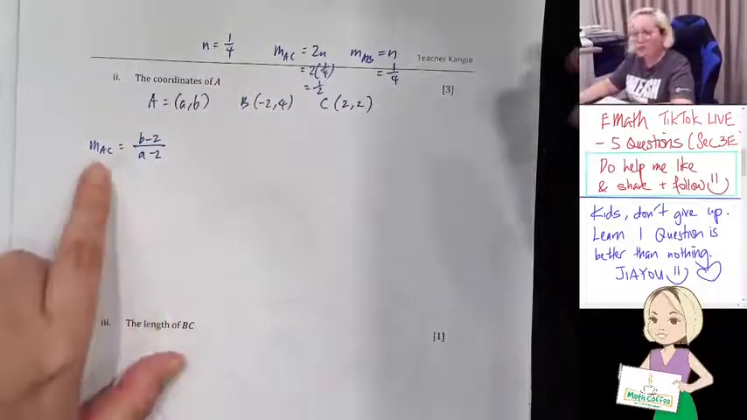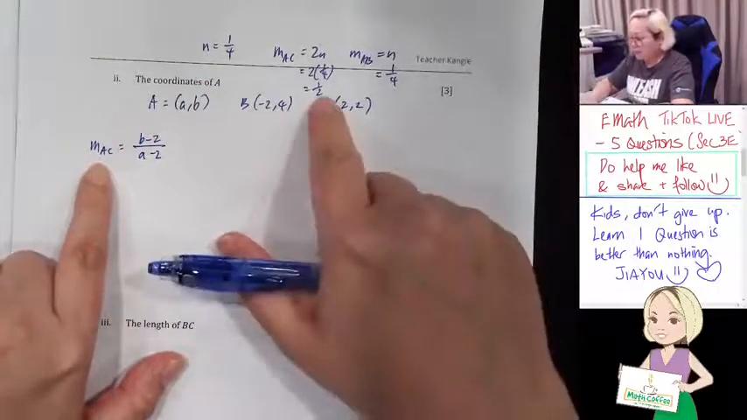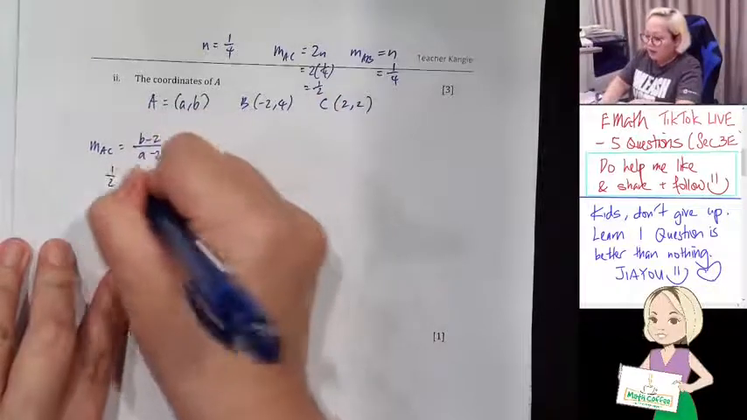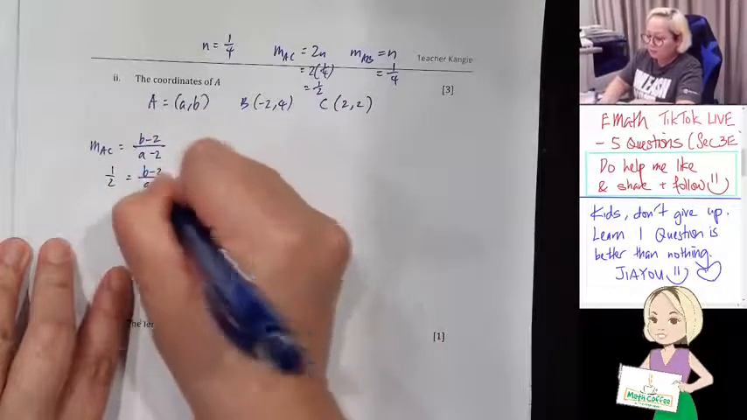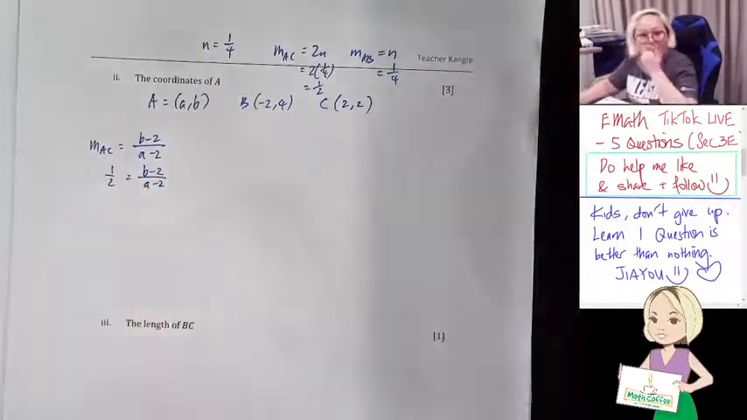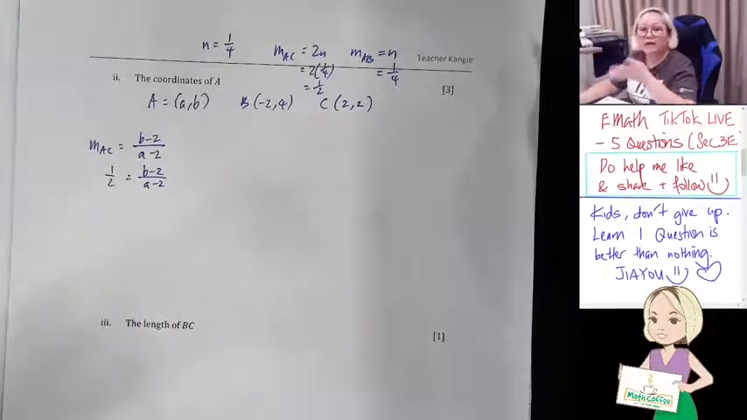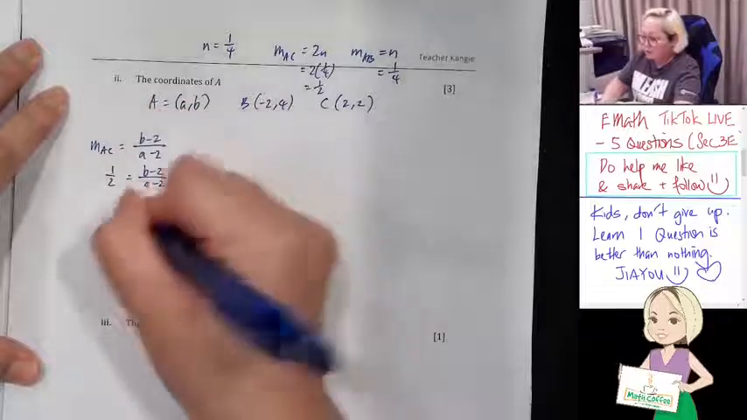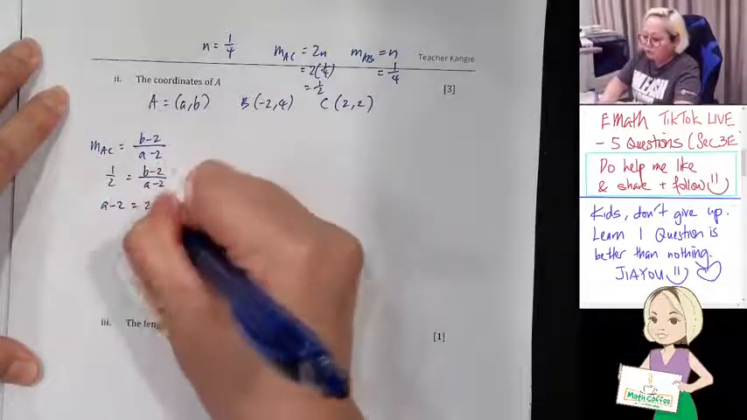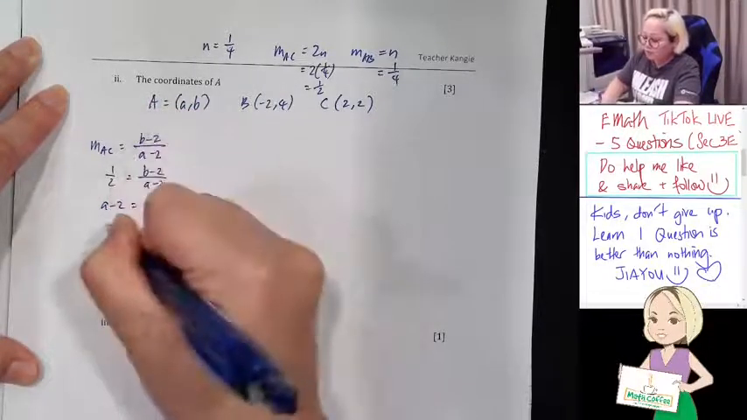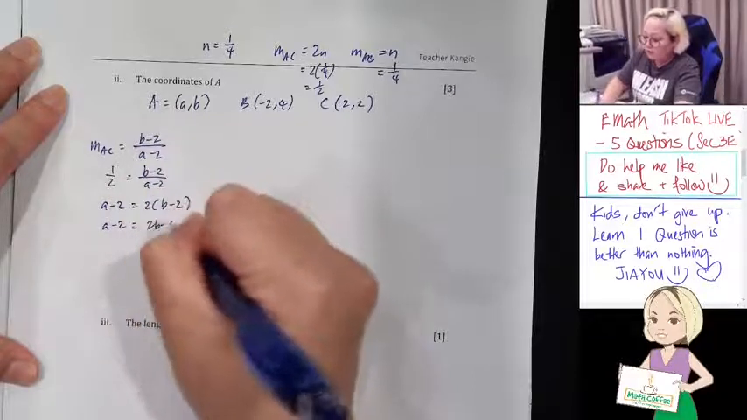And we know that gradient AC is half, correct? So you will just say half equals b minus 2 over a minus 2. I form an equation, but this is still an ugly equation because it's not flat yet. So I need to cross multiply. As long as both sides are a single fraction, straight away you can cross multiply. So a minus 2 equals 2 bracket b minus 2. A minus 2 equals 2b minus 4.